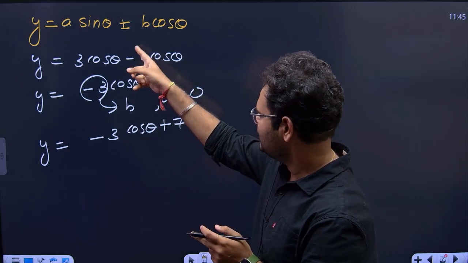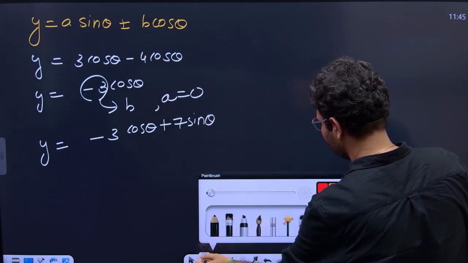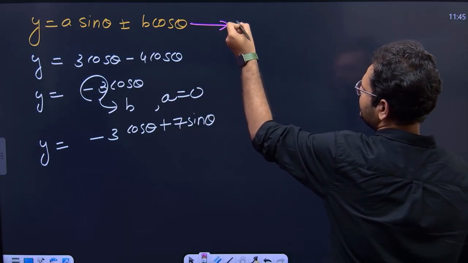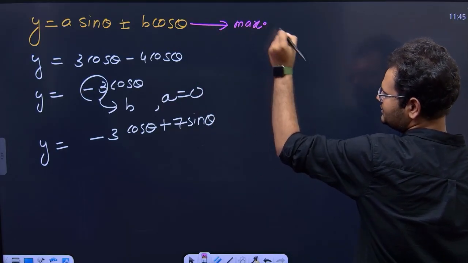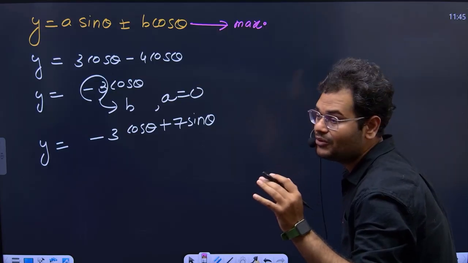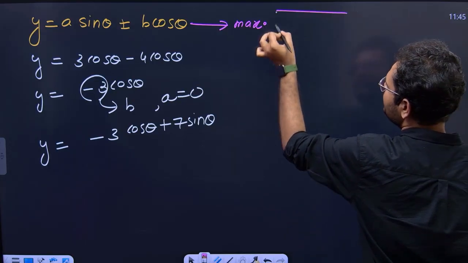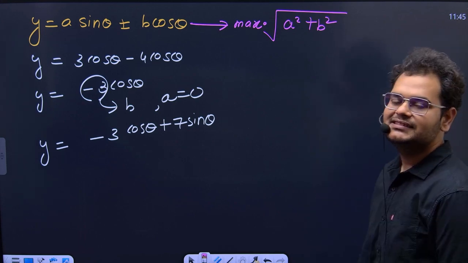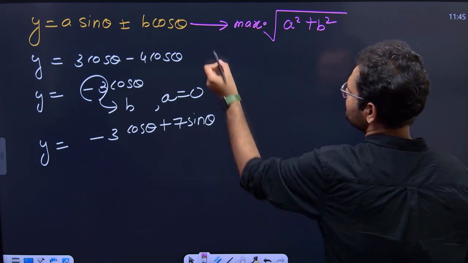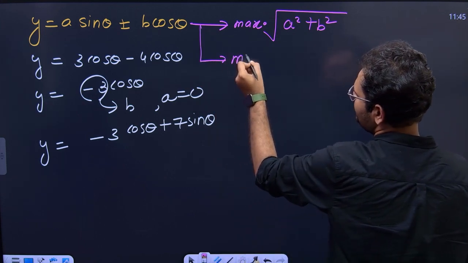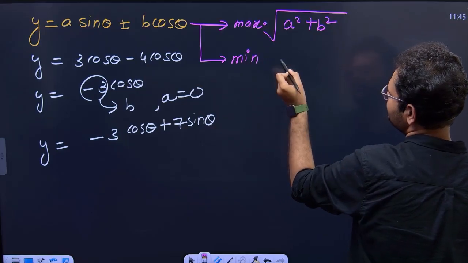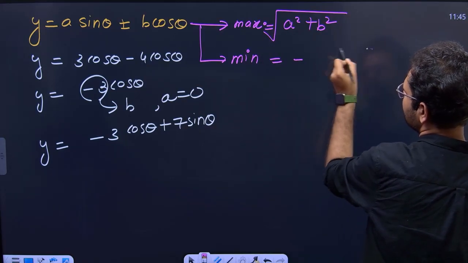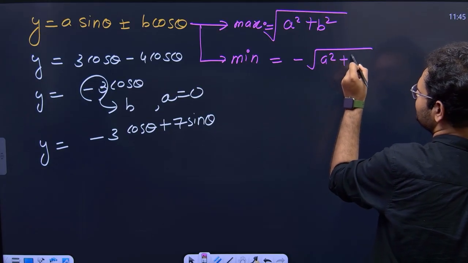If this is the function, then I can comfortably tell one thing. What is that one thing? The maximum value of this function. What is the maximum value? You need to remember, it's very important. The maximum value is under root of a square plus b square. This is the maximum value. Sir, what is the minimum value of such a function? For the minimum value, it is equal to minus under root of a square plus b square.